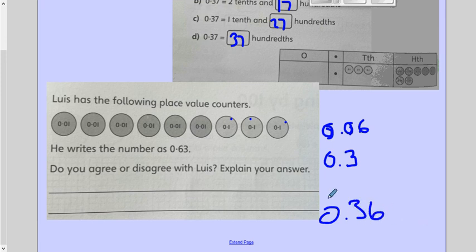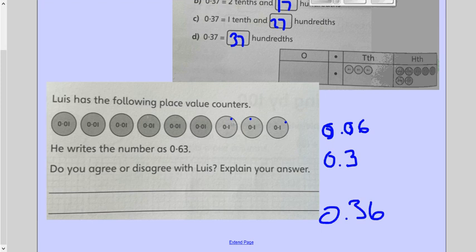Okay, so he's got mixed up. He has written his hundredths in the tenths and his tenths in the hundredths, where it should be the other way around, because 0.01 is a hundredth and 0.1 is a tenth. Hopefully that explanation was okay for you.